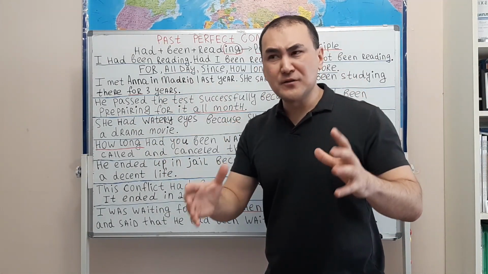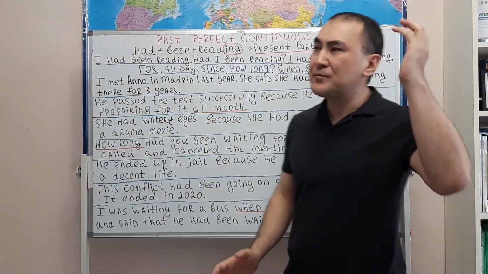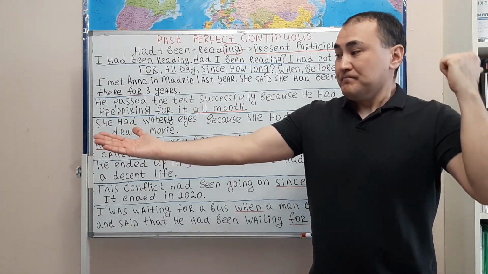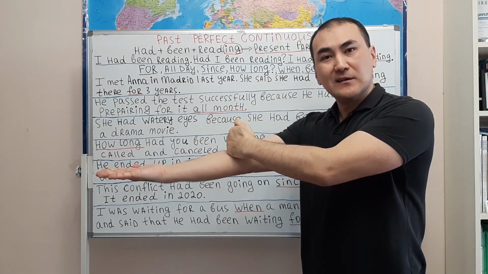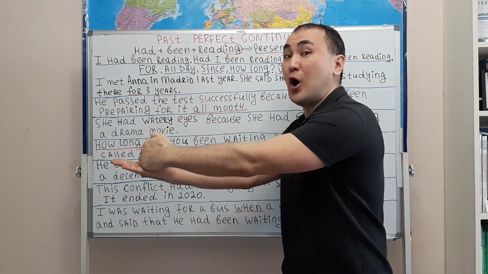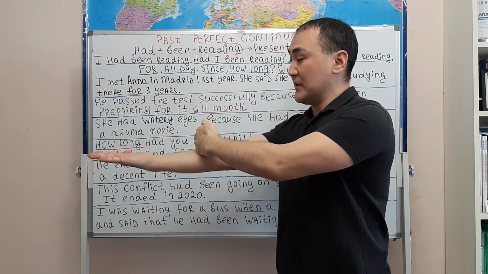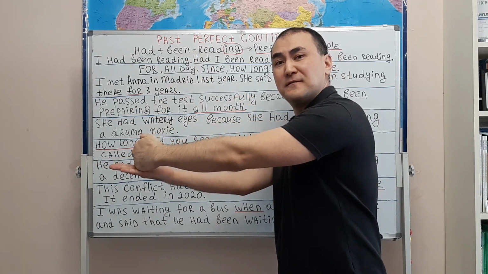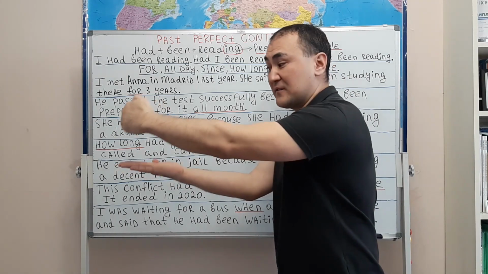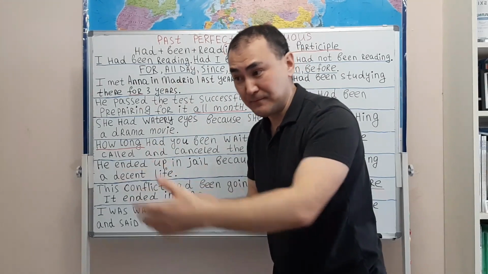So for 3 years, for 5, for 2 years, it doesn't matter. For 3 years means that something started 3 years ago, and it is in the middle of it, or almost at the end, but not at the end. Almost finished, but not finished. If it is finished, it means a specific time and it's a simple past, right?